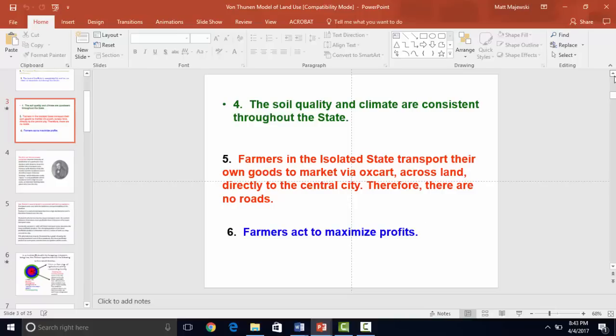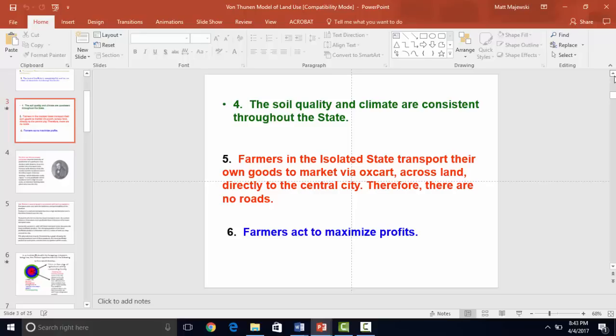Assumption number five, farmers are transporting by their own ox cart. They're using ox carts to transport their goods themselves directly to the center of the city. There's no roads. They transport the shortest possible route, regardless of what's in the way of them. And the last assumption is that farmers are going to act to maximize their profits.